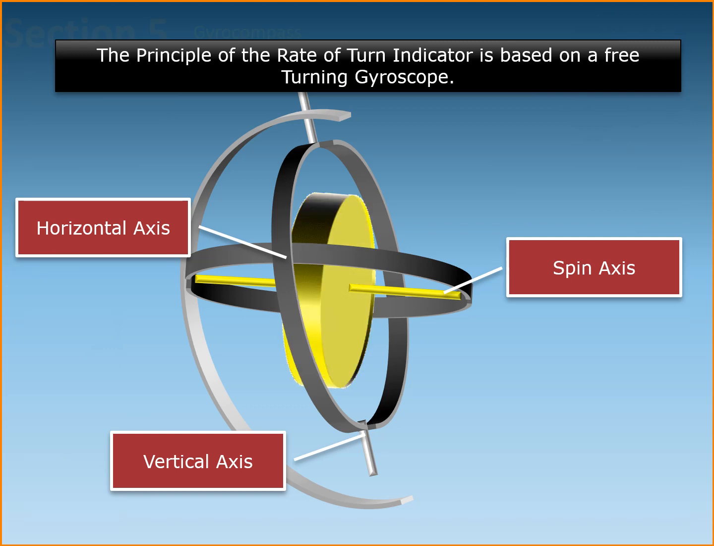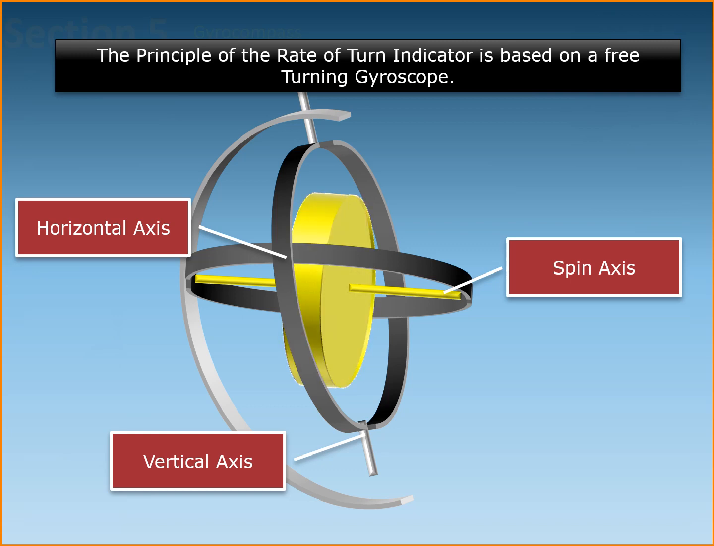Now, to understand how a ROTI works, you have to understand the principle of a free turning gyroscope. As you know, the free turning gyroscope has three axes of freedom: the spin axis, the tilt axis, and the drift axis, or the spin axis, the horizontal axis, and the vertical axis. However, when a gyroscope is used for a rate of turn indicator, it has only two axes of freedom. One axis of freedom is blocked. I'll show you which one it is.